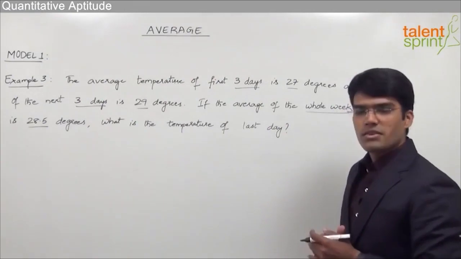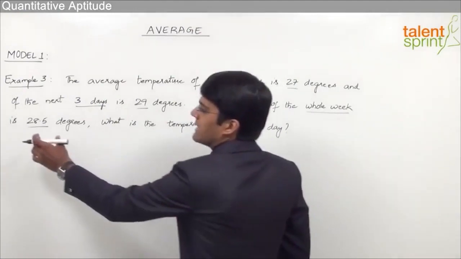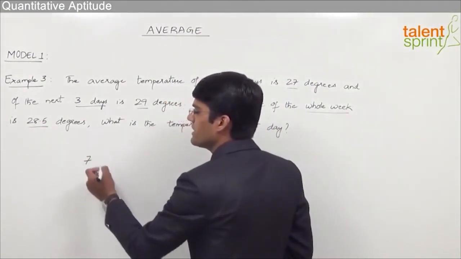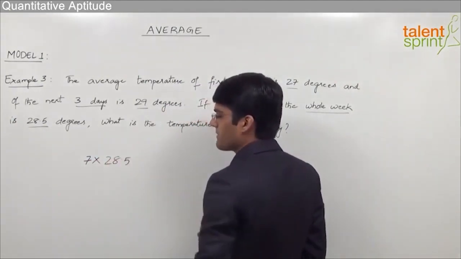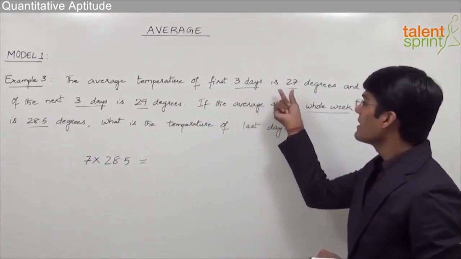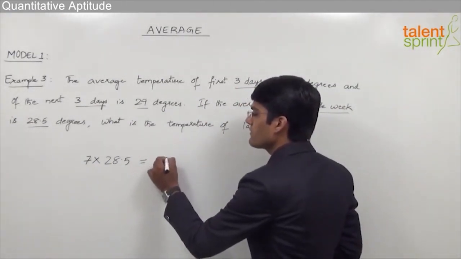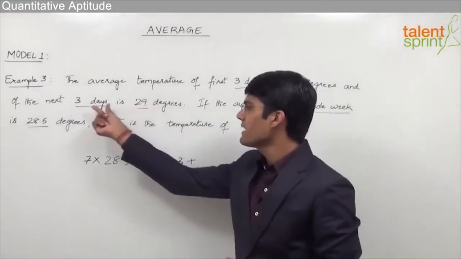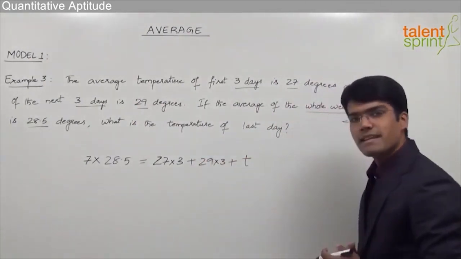Let us try to solve this question by balancing the sum of the temperatures of the whole week. Now, as we know that the average temperature of the whole week is 28.5, we can say that the total temperature of all the days in the week should be 7 into 28.5. And this should be equal to the total of the first 3 days, that is nothing but average into number of days, 27 into 3, plus the total temperature of the next 3 days, that is nothing but 29 into 3, plus the temperature of the last day. Let us take it as T.